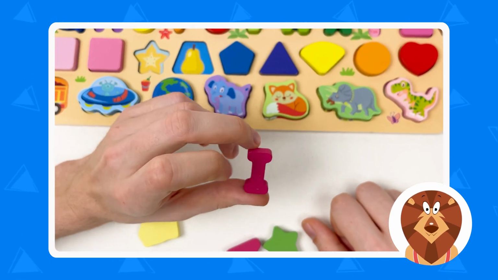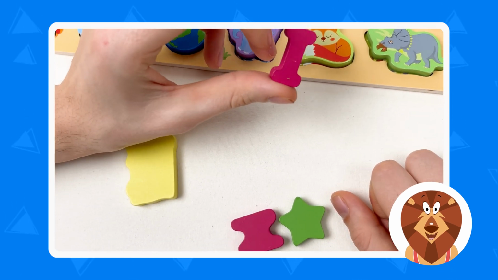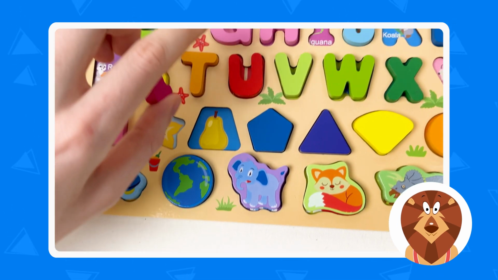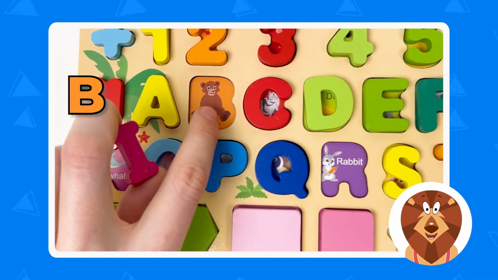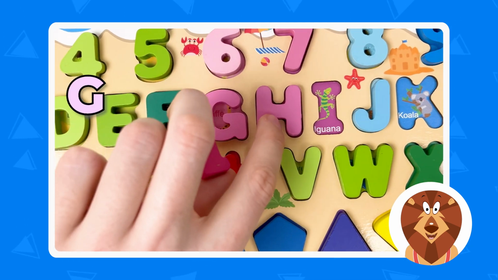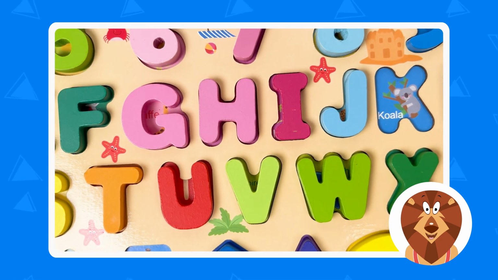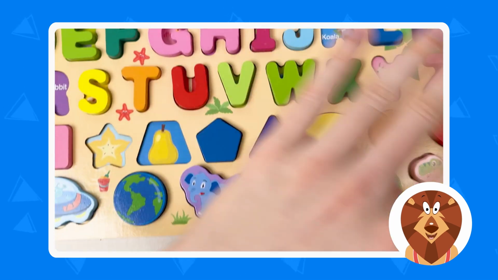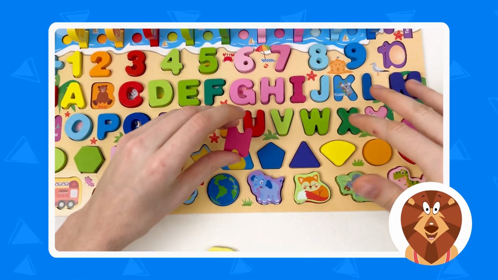And this is the letter that we call I. Right? And I goes right after the letter H. So let's go through. A, B, C, D, E, F, G, H, and I. Great! We almost found all our letters on this board. And we have another letter.